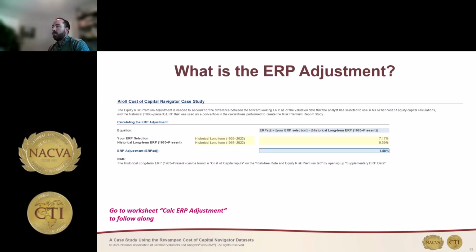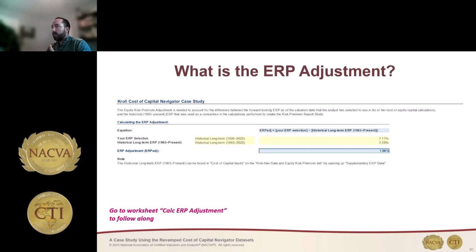It's our 7.17% less the historical ERP that's used in the risk premium report's study, the 5.59%. That gives us around a 1.6% ERP adjustment. So that completes that build up one equation.